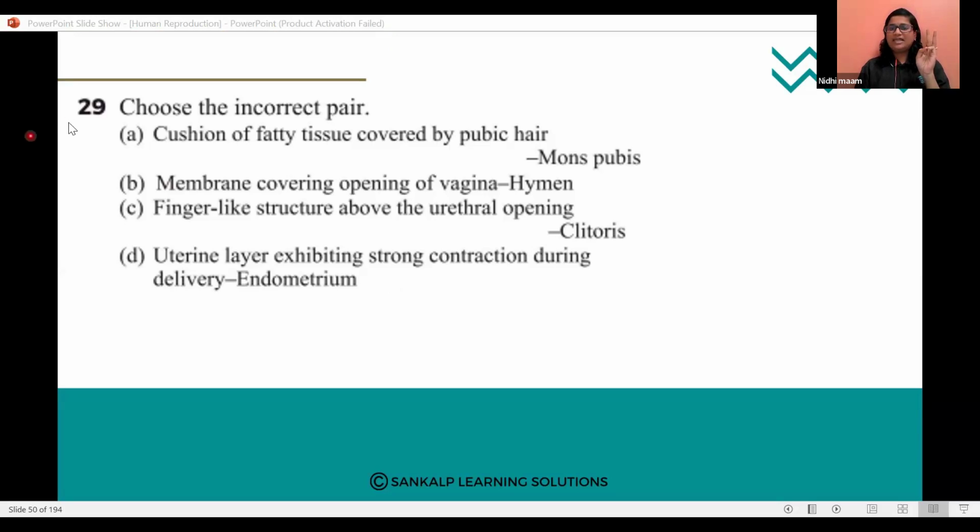Three layers. The outer is perimetrium, the middle is myometrium, the inner is endometrium. The endometrium will be swollen due to the development of a baby. So who does the contraction there? The contraction will be done by the myometrium, the middle layer.